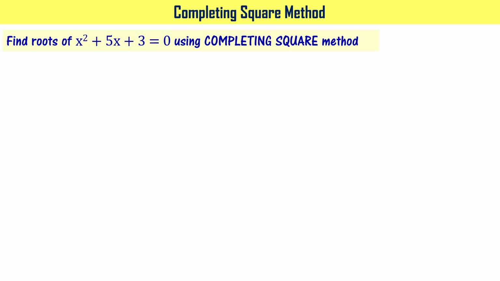Now let's go to the original problem where the factorization method couldn't solve. Let's find roots of x square plus 5x plus 3 equal to 0 using completing square method now. As I said earlier, let's rearrange the equation such that it can be written as x square plus 5x equal to minus 3.